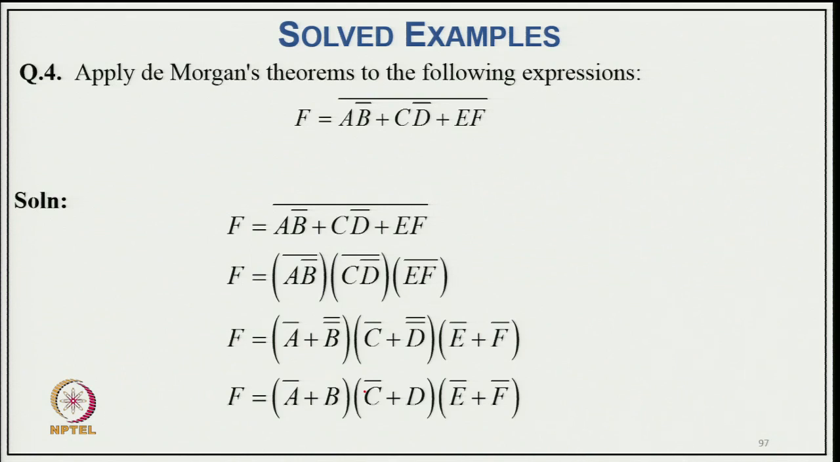Applying De Morgan theorems again to this. Taking this as a bar, it comes bar a b dot c bar d bar, then e f bar, and then again you can open the expression of this, and finally it comes in simplified form, which you can call some product of sums.